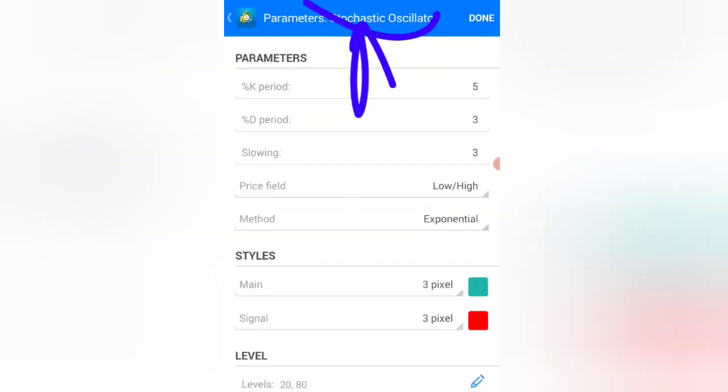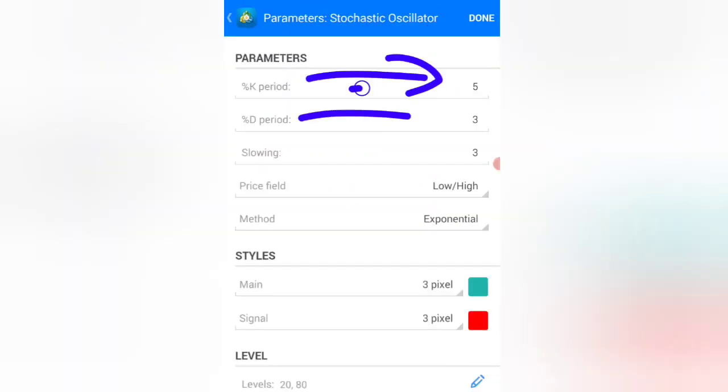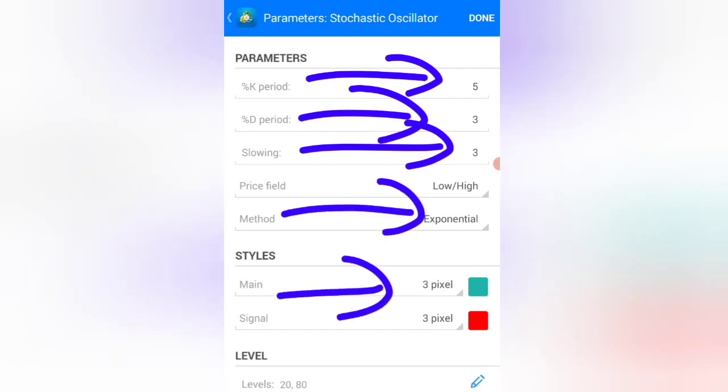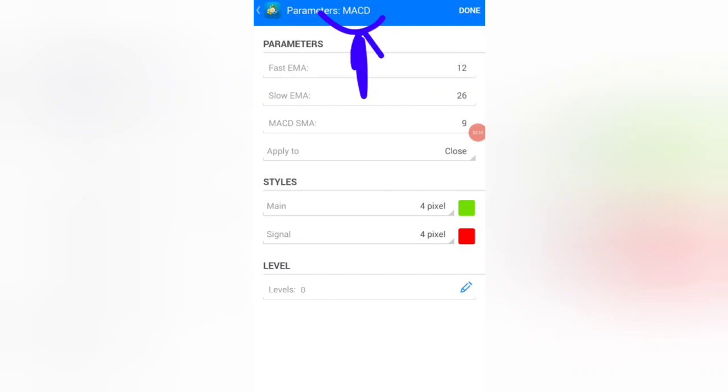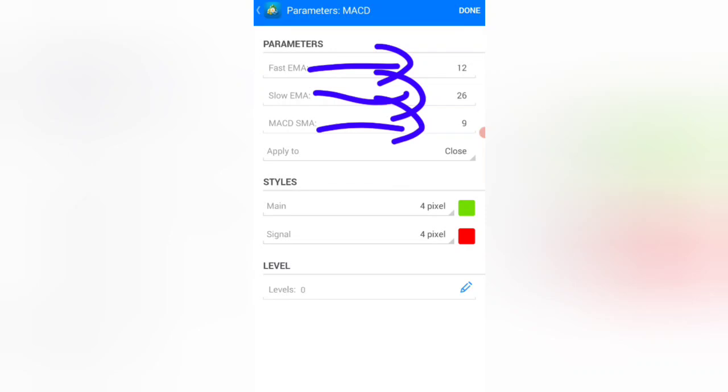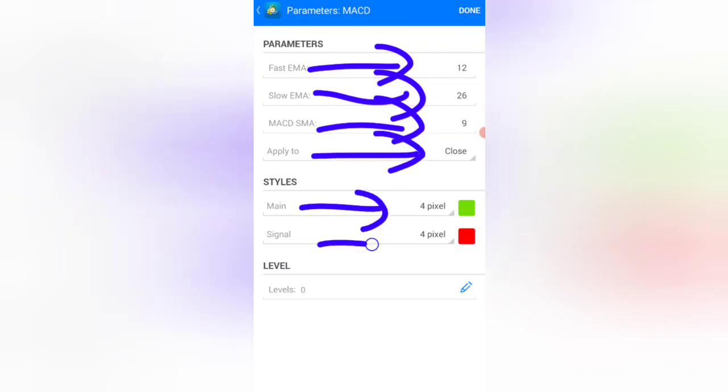For the stochastic oscillator, K period must be 5, D period must be 3, slowing must be 3, method exponential, and these other levels, you must leave them as they are. For the most important indicator, MACD, fast EMA must be 12, slow EMA must be 26, MACD SMA must be 9, apply to close, and these other levels, you must leave them as they are.